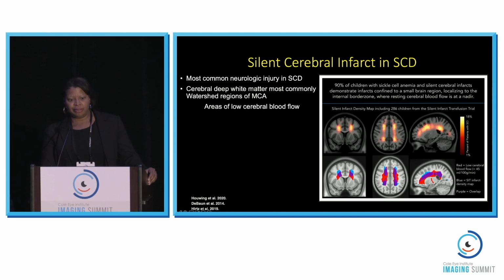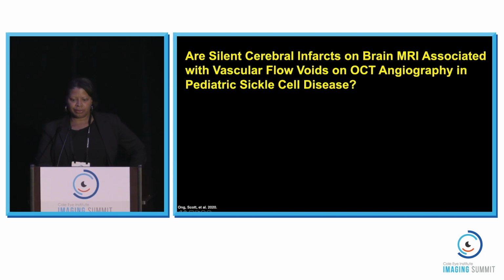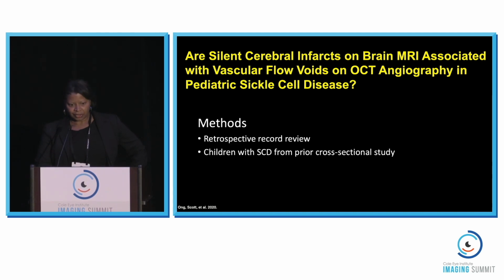So we started to think about silent cerebral infarct. This is very common in sickle cell disease, and 90% of children with sickle cell anemia have these silent cerebral infarcts on their MRI, localizing to the internal border zone of the cerebral circulation where the flow is at its nadir. Here are some scans with silent cerebral infarcts. So that begs the question: are silent cerebral infarcts on brain MRI associated with vascular abnormalities on OCT angiography in pediatric sickle cell disease? We looked at our cohort of approximately 60 patients in a retrospective review.